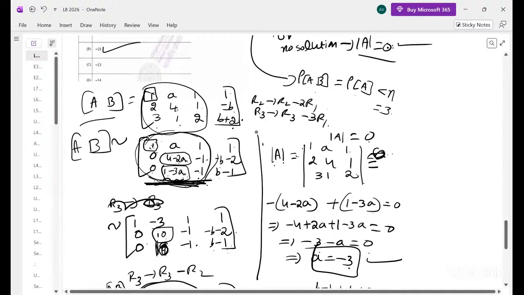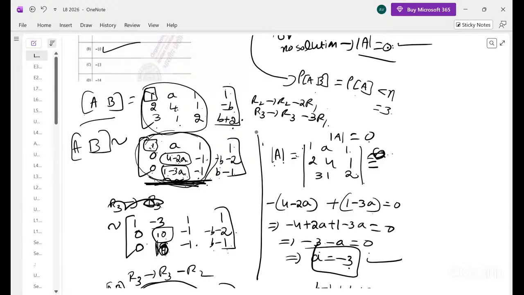To find the value of A without finding the determinant of the matrix. Find the value of A without finding the determinant. Yes. Without finding the determinant.